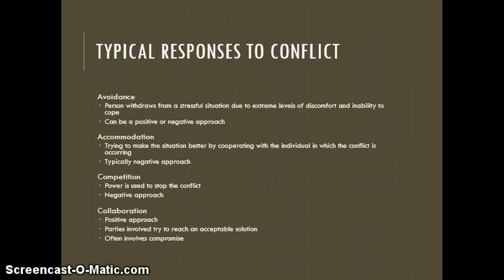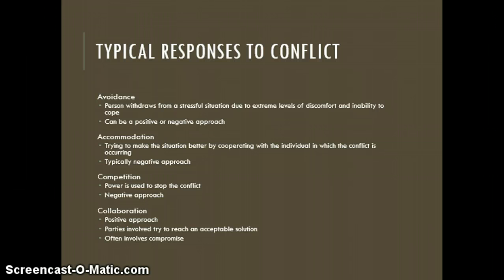Typical responses to conflict include avoidance. This is where a person withdraws from a stressful situation due to the extreme levels of discomfort and inability to cope. This can be a positive or negative approach to conflict resolution. Accommodation is another response to conflict. It is trying to make a situation better by cooperating with the individual in which the conflict is occurring. This is typically a negative approach.